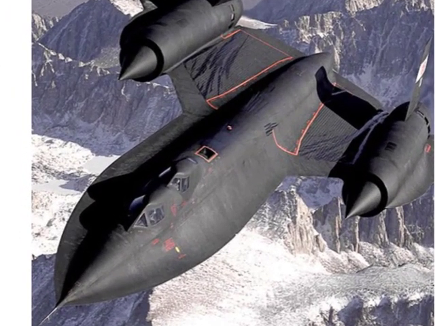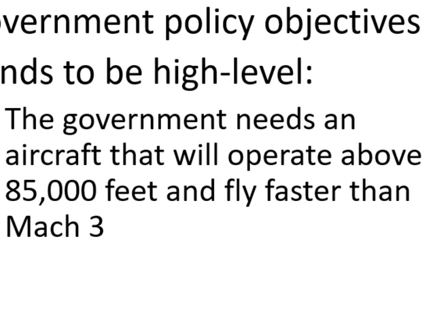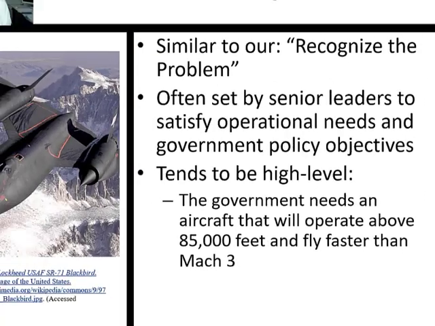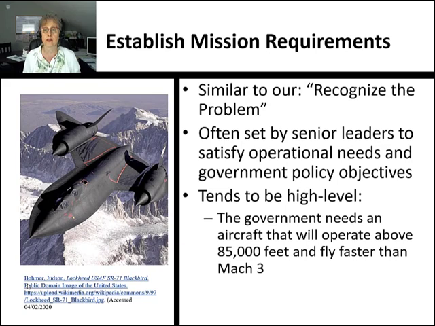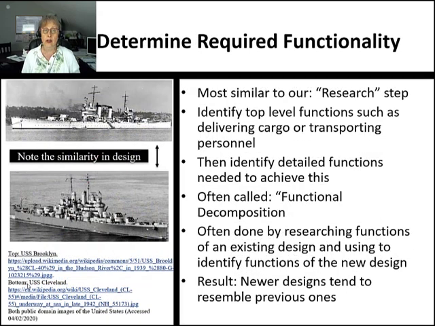So in this case, we look at the SR-71 Blackbird. Its high-level needs, and high-level is really true, was to fly above 85,000 feet and faster than Mach 3. That's the kind of general guidance that's given to the military designers. And then they have to turn that into actual functional requirements that people can design from. So in this step, which is similar to our research step, we try to figure out the top level functions that this design will do.